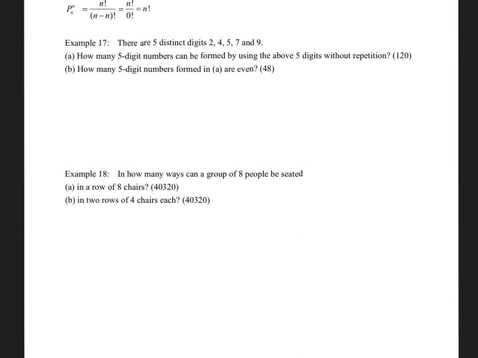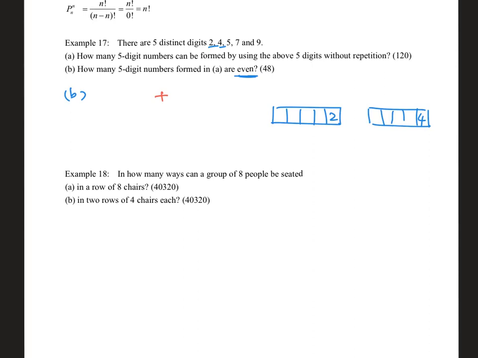Example 17 tells you that you have 5 different numbers and you want to make a 5-digit number without repetition, so it's a piece of cake. But now, when you want the number to be even, it's a bit different. Because if it's even, that means it must end in 2 or 4. So I will consider the question in these cases. It may be 2 at the end, or it may be 4 at the end. So you have 2 choices of even number at the end.